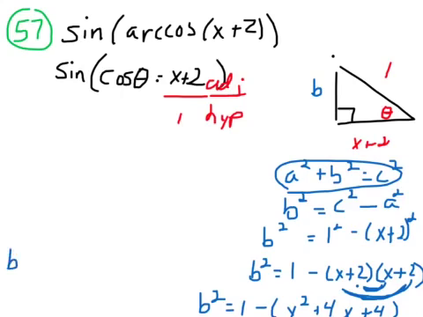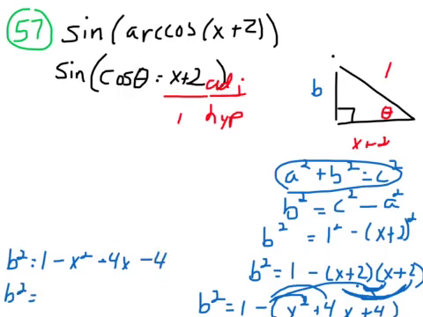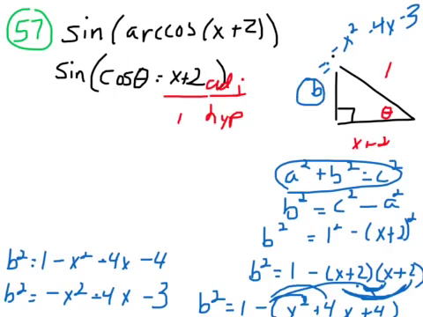So let me come over here because I'm out of room. It'd be 1 minus x squared, because I have to distribute that subtraction sign, minus 4x, and then minus 4. So b squared, actually 1 minus 4 is negative 3, so it's going to be negative x squared minus 4x minus 3. That's what the b side is over here. Negative x squared minus 4x minus 3. Kind of hard to fill that in with this big old marker, but that's what this side is right here, basically.